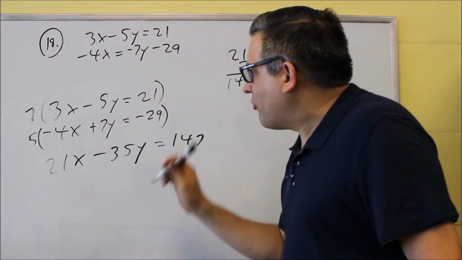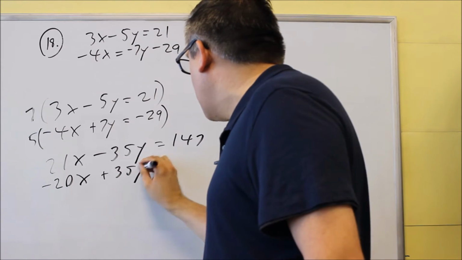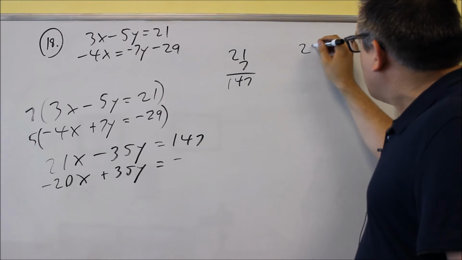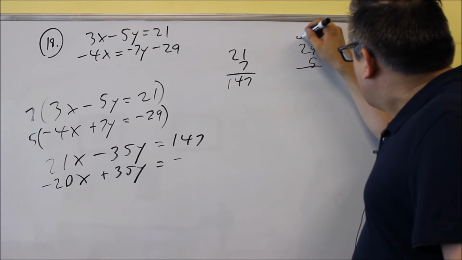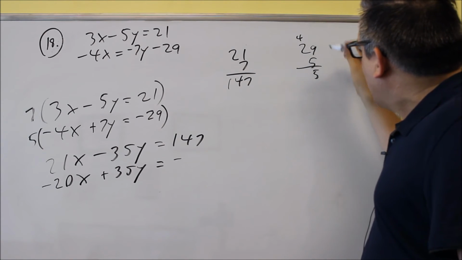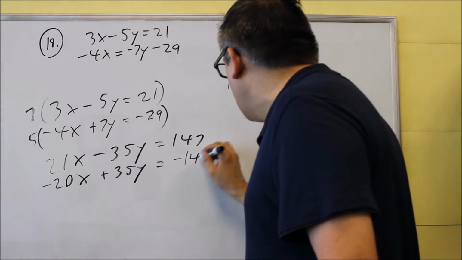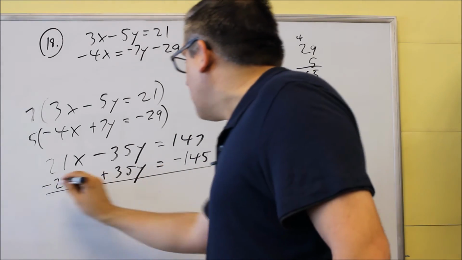Next, I'm going to take everything times 5. So I have negative 20x plus 35y equals... I know my answer is going to be negative there, but I'll do 29 times 5. So this is going to be 145. Now what I'm going to do is take all this and add the two equations together.